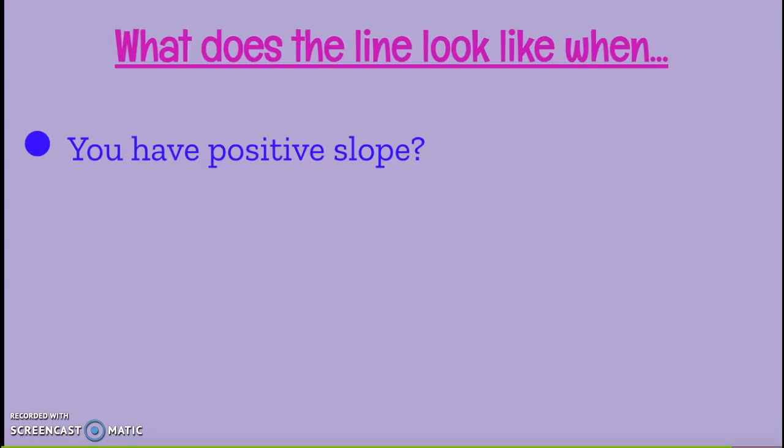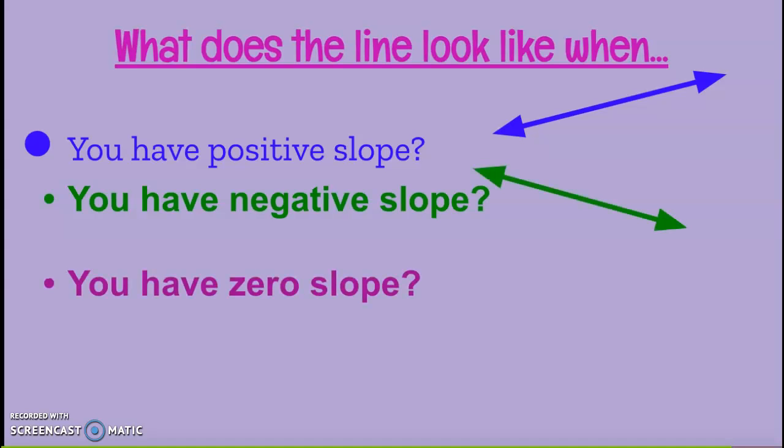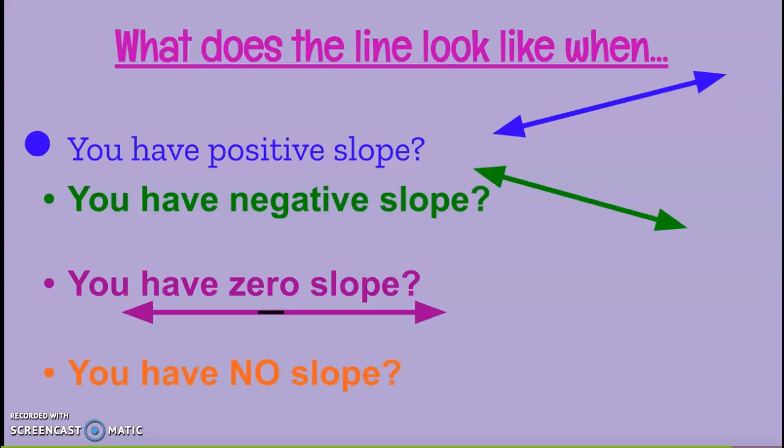What does the line look like when you have a positive slope? When you have a positive slope from left to right, the line will be going up. When you have a negative slope from left to right, the line will be going down. When you have a zero slope, there's zero steepness, then the line is straight across. When you have no slope, it is called undefined, and the line is straight up, perpendicular to your x-axis.